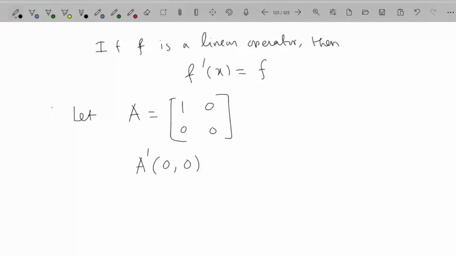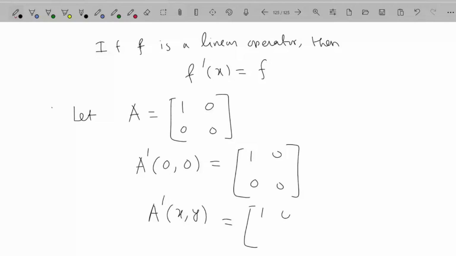So what will be the value of A dash at the point 0 0? No, it will be the matrix. So A dash 0 0 will be 1 0 0 0. The matrix itself. Derivative at the point will be the matrix itself. So in general, for whatever vector xy you choose, the derivative will be the matrix itself.